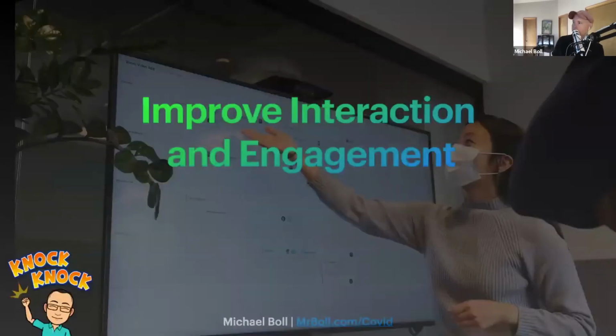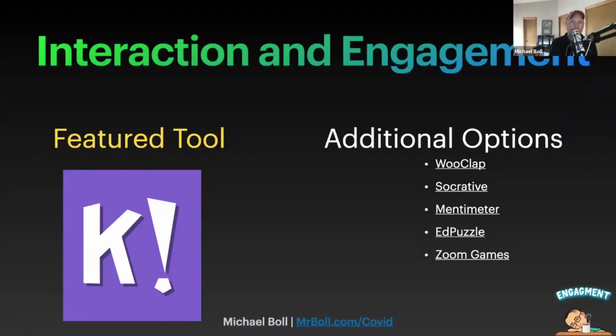All right, let's talk about improving interaction and engagement. My absolute favorite, of course, is Kahoot, and we'll talk about that more in a moment. But the additional options you have here are Wooclap, and these are all linked, and you can see this in the presentation. They're also on my website. Wooclap's a little more mature, I might say, than Kahoot is. There's Socrative, which is another way of taking polls and asking kids to answer questions along the way. Mentimeter does basically the same thing.